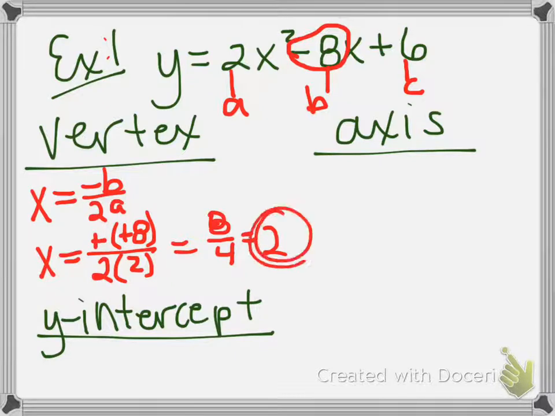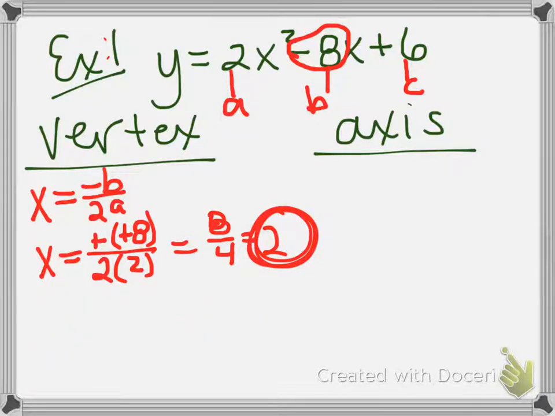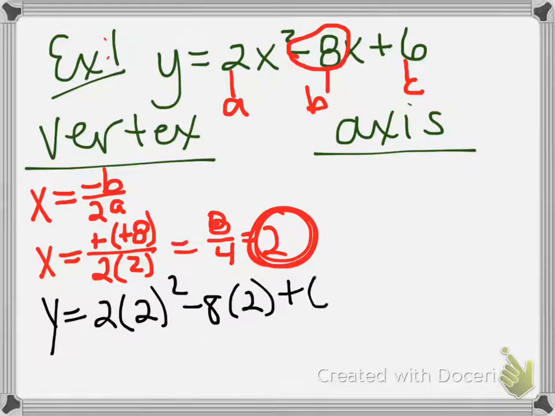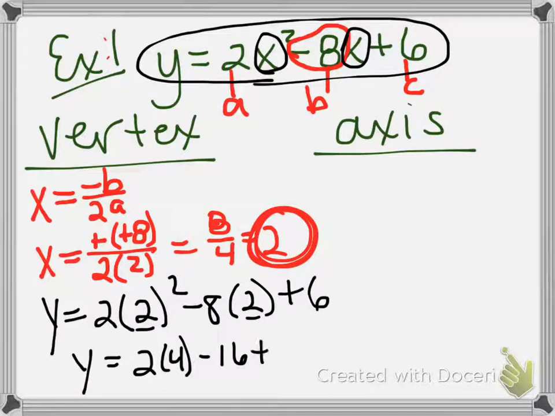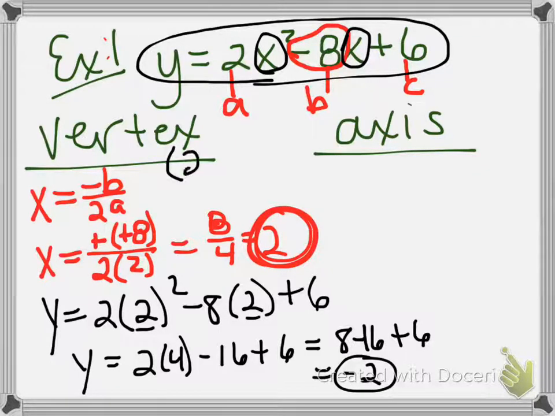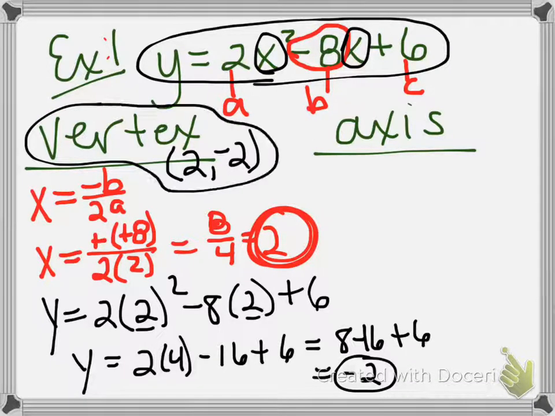To find the y value, we're going to take this x value and plug it back into the original equation. It looks like I may be out of space, so I'm going to erase this right here. Okay, so y equals 2 times 2 squared minus 8 times 2 plus 6. That's this equation up at the top, except where the x's were, I replaced those x's with 2's. y equals 2 times 4 minus 16 plus 6, which is 8 minus 16 plus 6. 8 minus 16 plus 6 is negative 2. So the vertex is at (2, negative 2). That's going to be the vertex when I go to graph it.